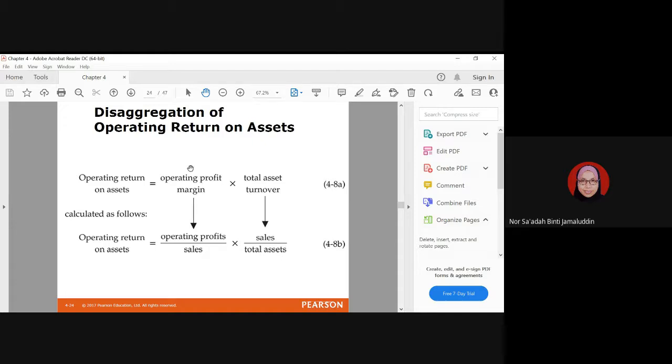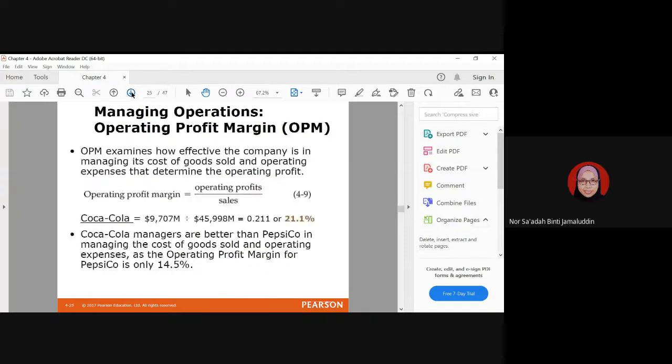So after you get the answer for the operating profit margin by using its own formula, you calculate total asset turnover by itself, and then you multiply the two results. Alright, this is operating return on asset. Okay, this is the example.